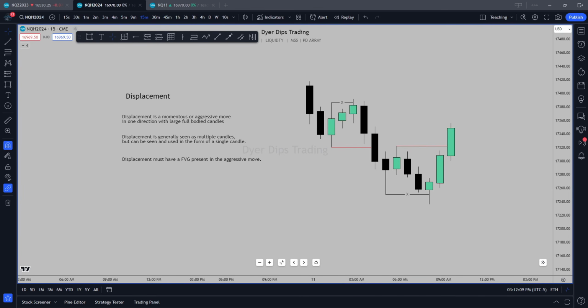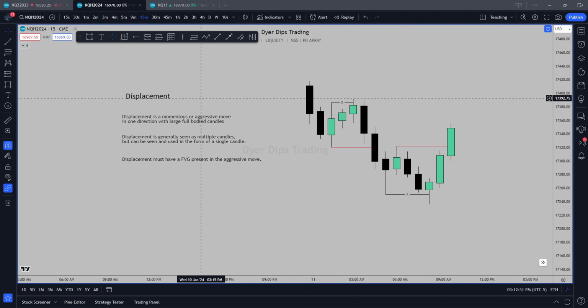So in order to understand the difference between a market structure shift or break in structure and a liquidity sweep, we actually have to understand a third concept, which is going to be displacement. Now, this is one of the few ICT concepts that doesn't have a clear definition, so I'm going to give you my rendition of displacement and how I actually internalize and analyze this concept so you can understand how I read the charts a little bit better.